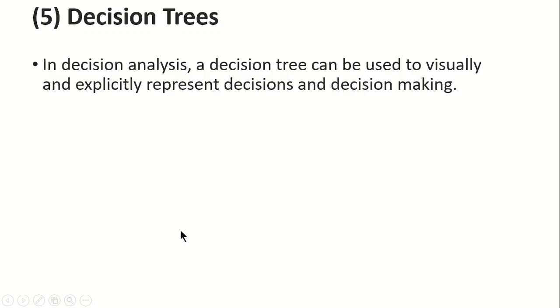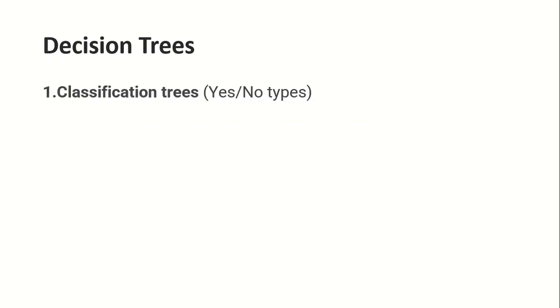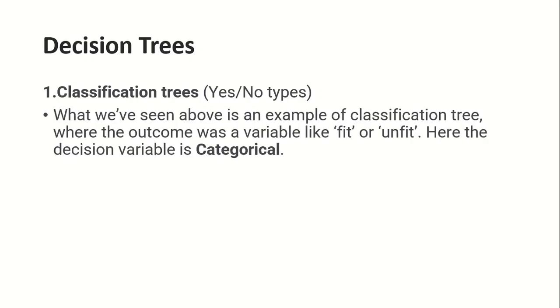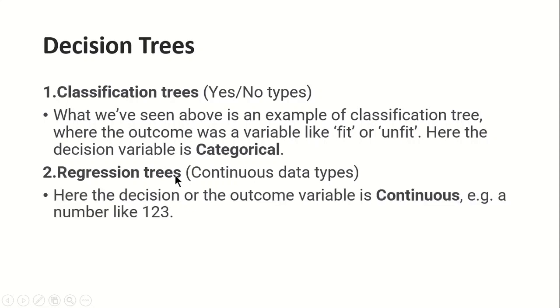Then the last one is decision trees. In decision analysis, decision trees can be used to visually and explicitly represent decisions and decision making. It covers both classification and regression problems. In classification we use classification trees, that is the yes or no types, like what we have seen in an example. We will see the example in the next class. The classification can be like fit or unfit, a category kind of output. And in regression trees, the output will be continuous data, numbers like 1, 2, 3.